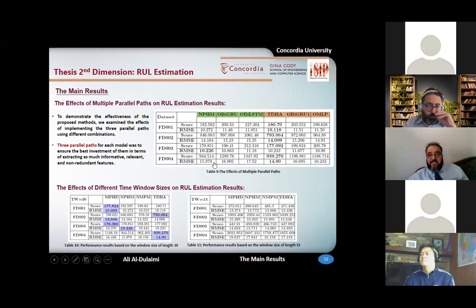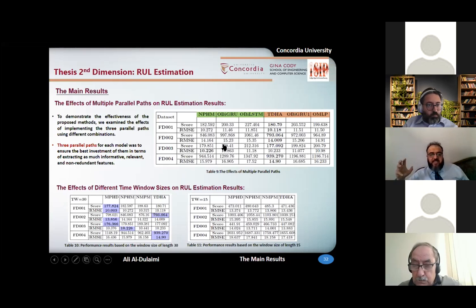So we can see that adopting the three multiple paths has improved the results remarkably. So we can see the difference between the results. However, the rest are also good results. But adding the third parallel path has improved the results remarkably. And generally speaking, why is that?